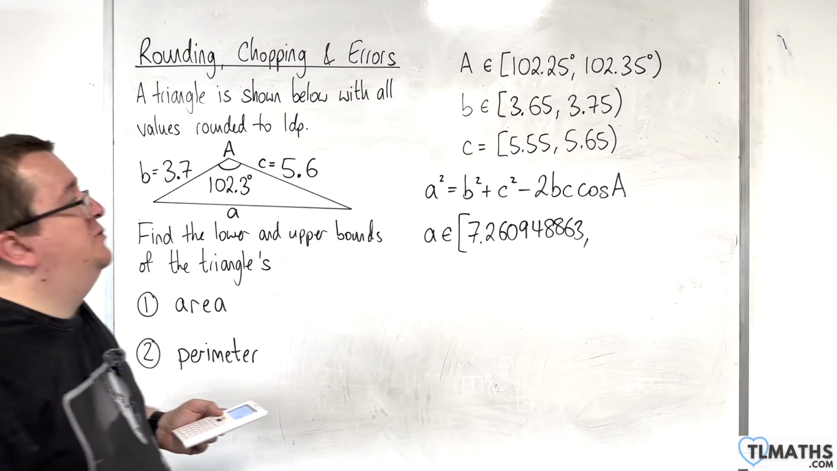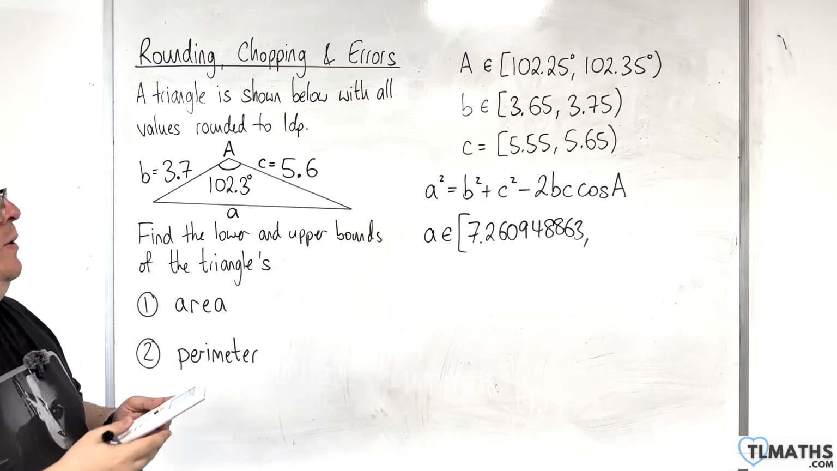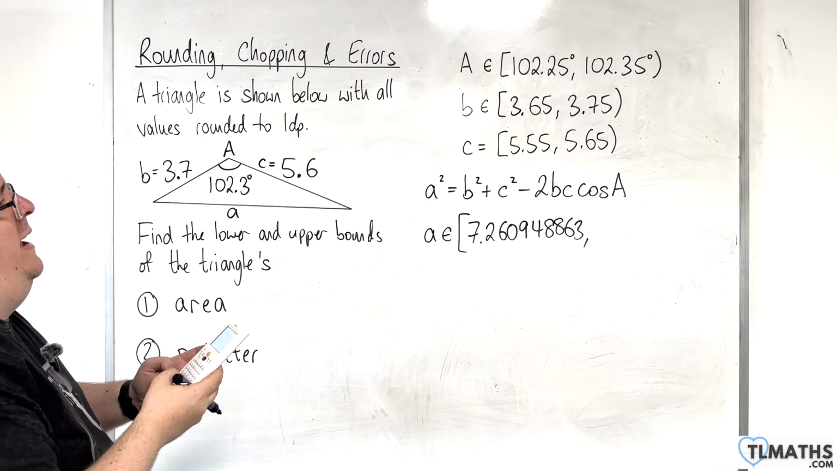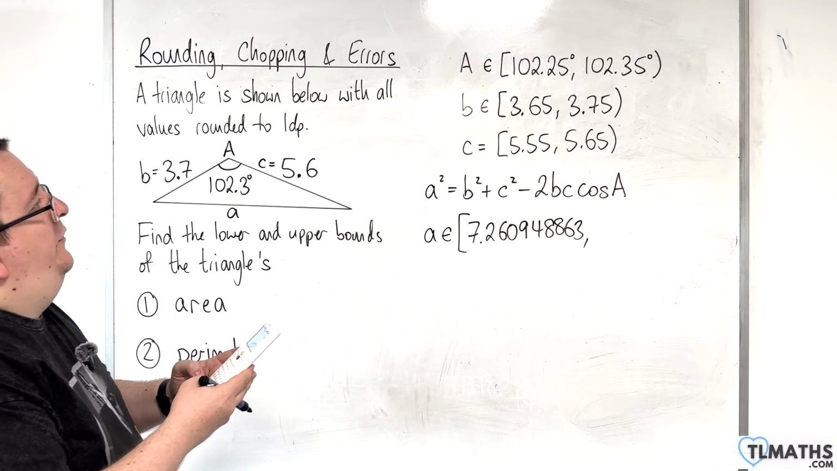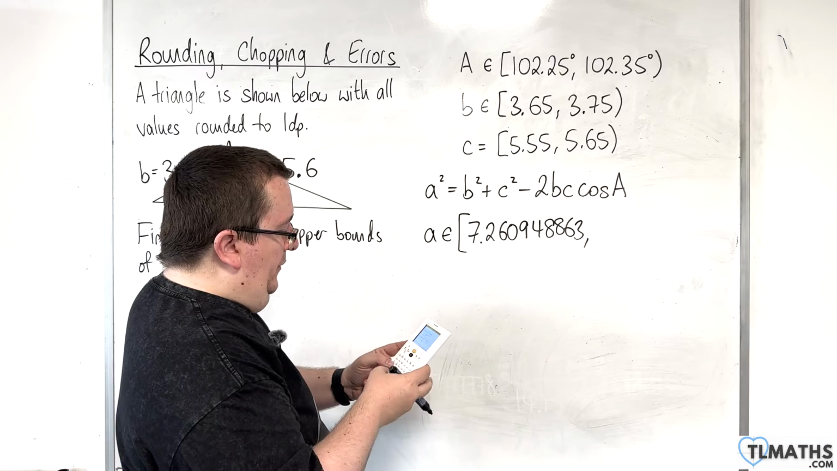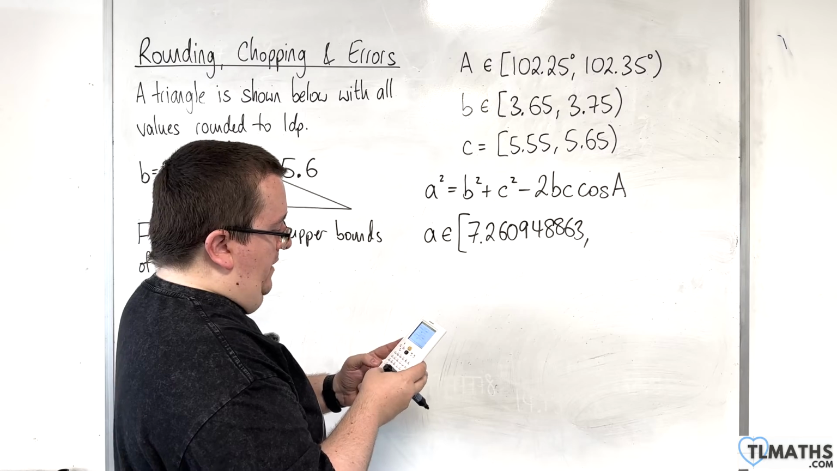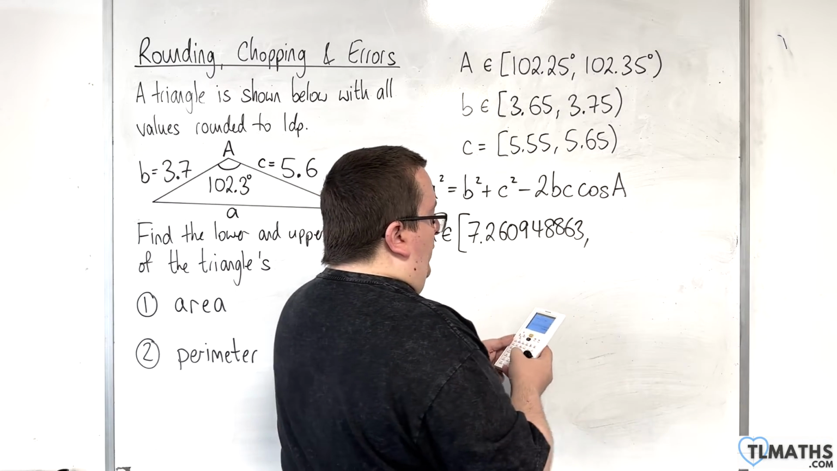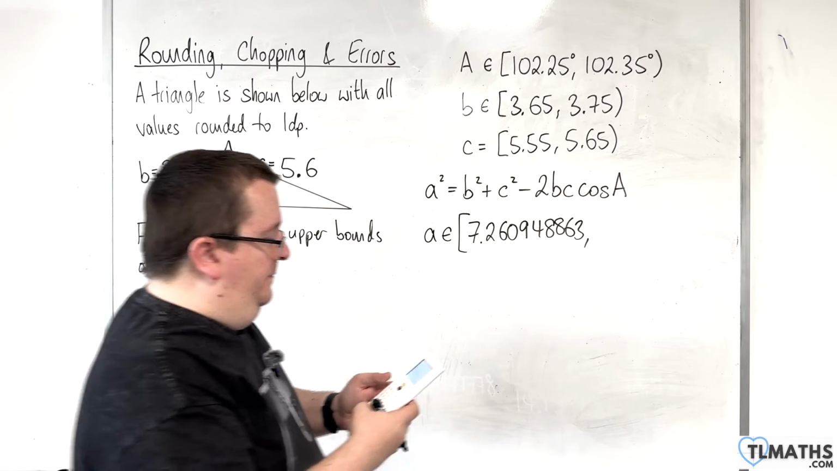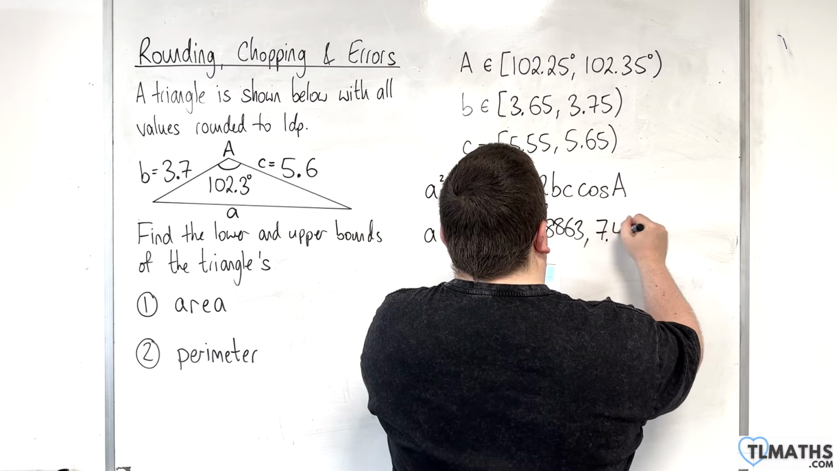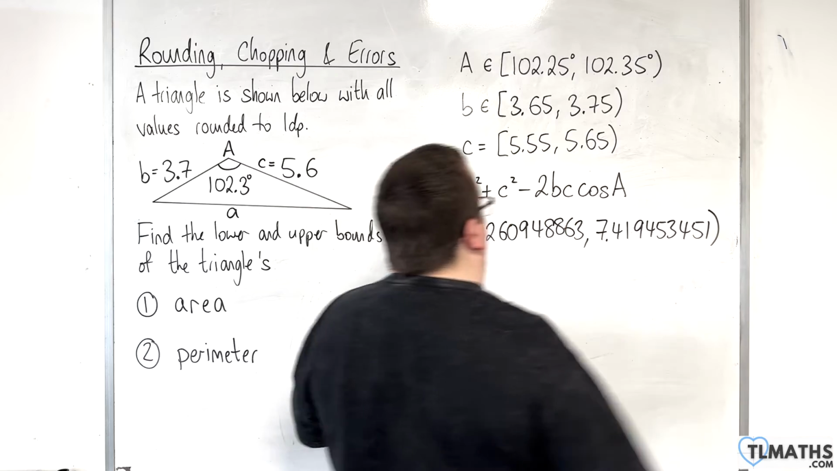Okay, now for the largest possible value for a, we're going to use the largest values for b and c and the largest angle for capital A. So we have 3.75 squared plus 5.65 squared. Take away 2 times 3.75 times 5.65 times cosine of 102.35. So that's 55.04829895. Square root that, and we get 7.4194534551. Not inclusive.